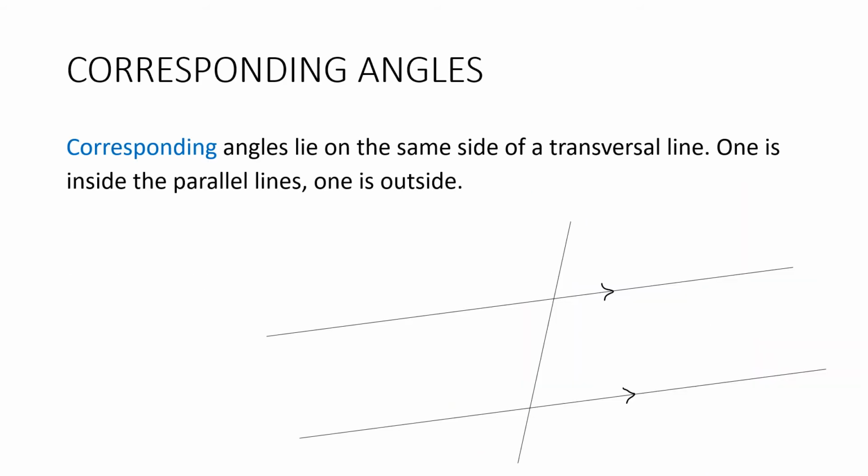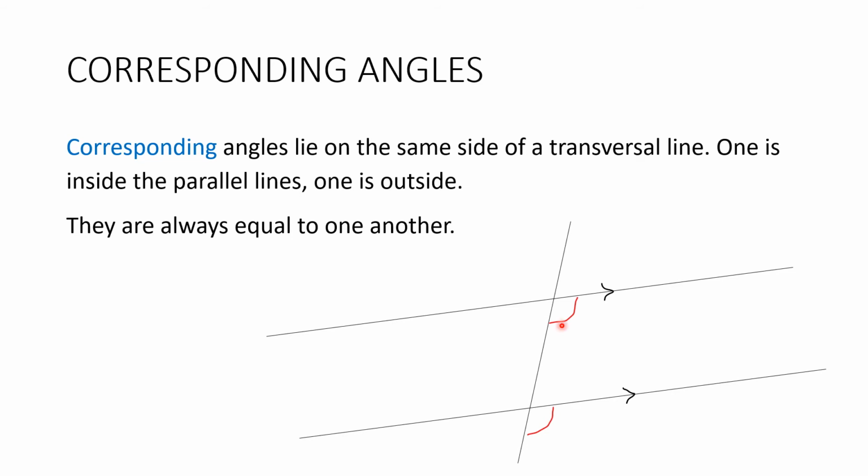Here's the first one. Corresponding angles lie on the same side of a transversal line. One is inside the parallel lines and one is outside. So like these two. Can you see that they're both on the same side of the transversal line? One's inside the parallel lines and one's outside. Now corresponding angles are always equal to one another if they're on parallel lines.